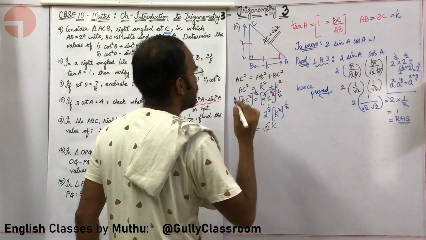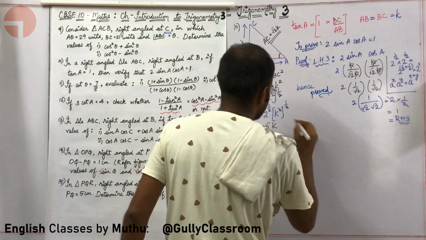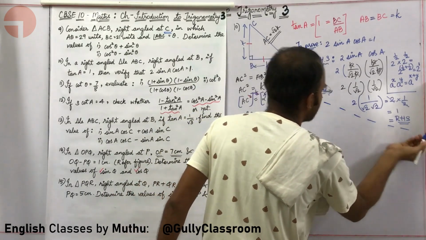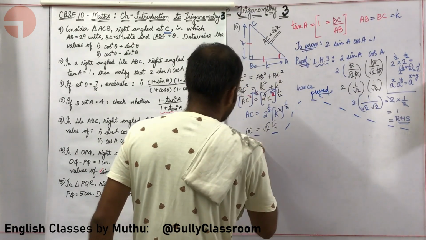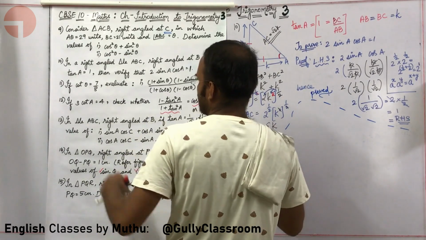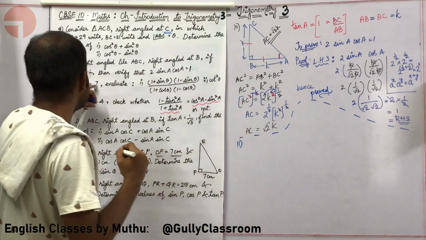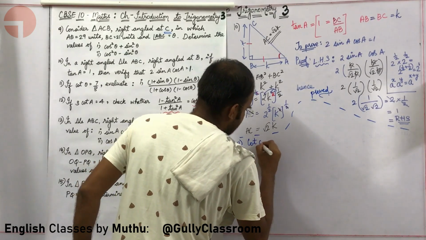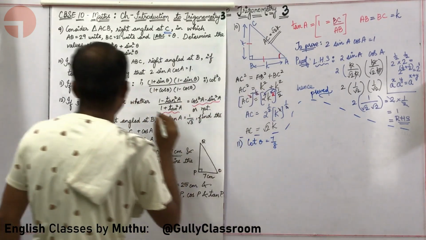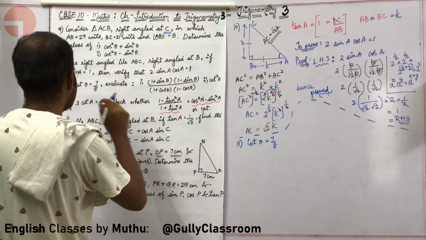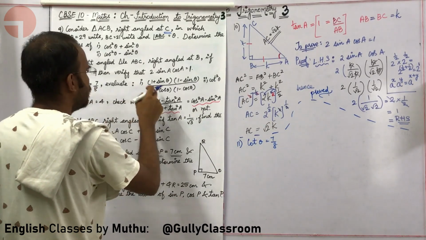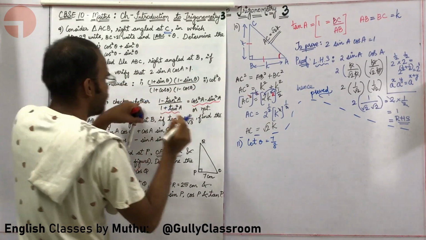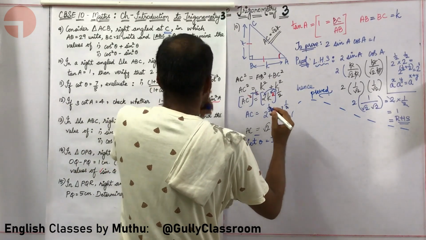Now let us go for the 11th problem, sir. Now I understand how to do the 10th problem. With respect to the 11th problem, cot theta is equal to 7 by 8. Okay, fine. What next? They are asking for evaluation of these two terms.